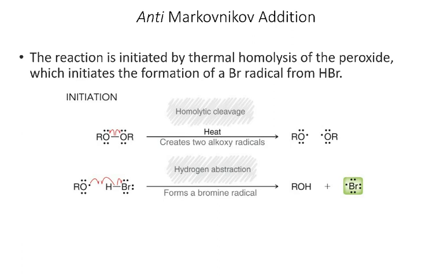So the initiation step is the homolytic cleavage of these peroxides. So in the presence of heat, we produce these peroxides. The peroxides can then abstract a hydrogen from the HBr, producing bromine radicals.